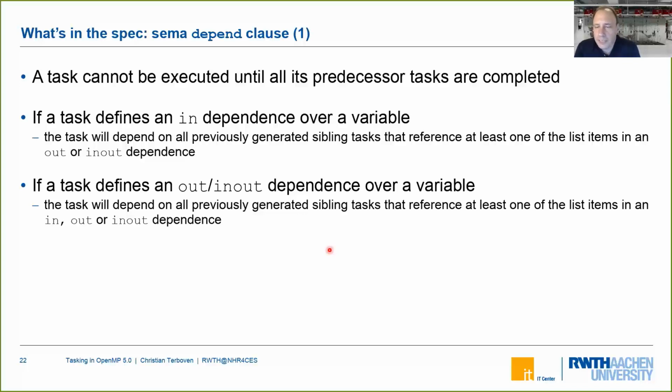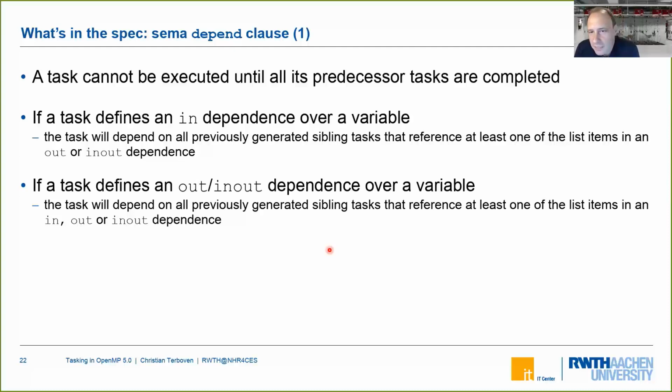A task cannot be executed until all its predecessor tasks have been completed. And here I'm talking about the semantics of the depend clause. We can define dependencies over variables. The idea is that we organize the dependencies in terms of the data flow, so that you can hopefully make use of the variables that are already present in your program to express the dependencies. There are two different kinds of dependencies. There's the in dependency, and there's an out or inout dependency. Two keywords with exactly the same semantics for whatever reason.